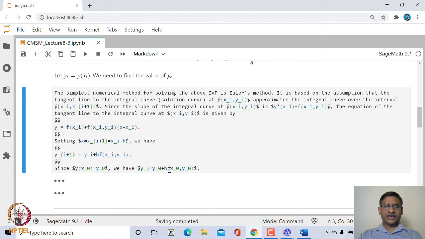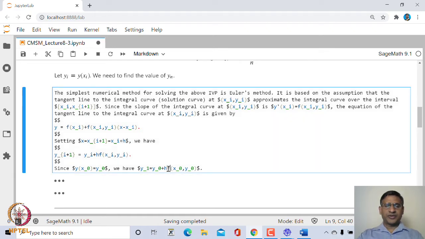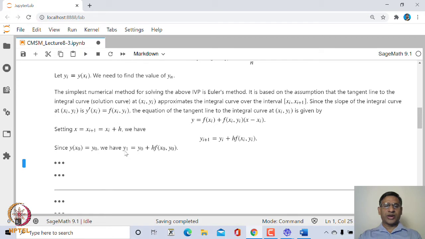So the first iterate, namely y1, will be y1 is equal to y naught plus h times f at (x naught, y naught). So once we know y1, then we can find y2, and then we can find y3 and so on. In general we can find yn.